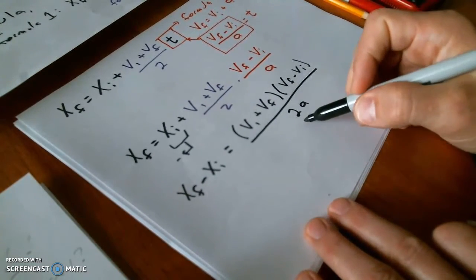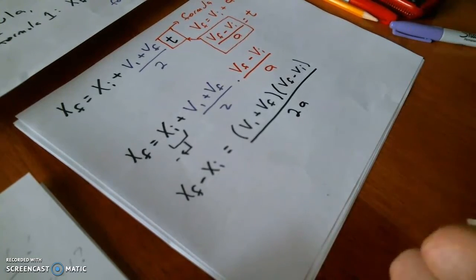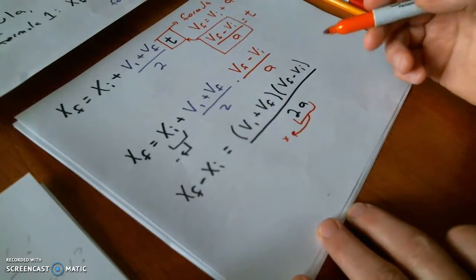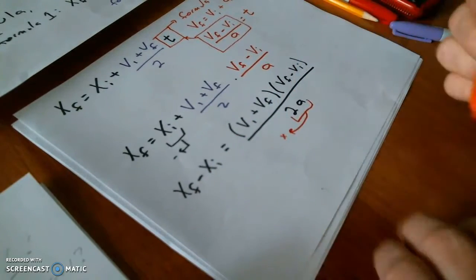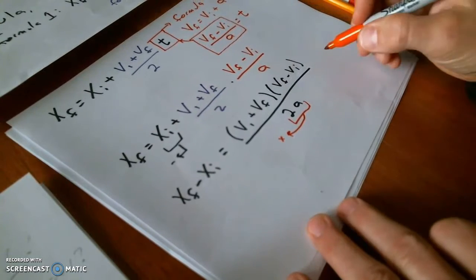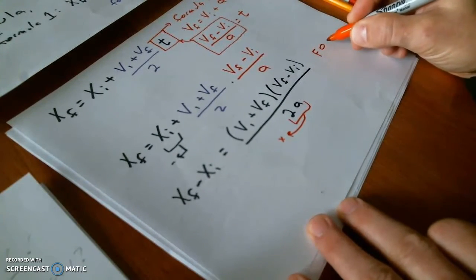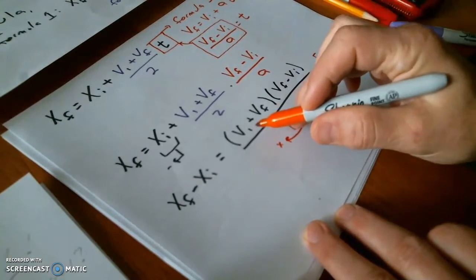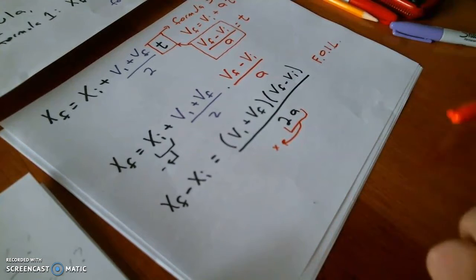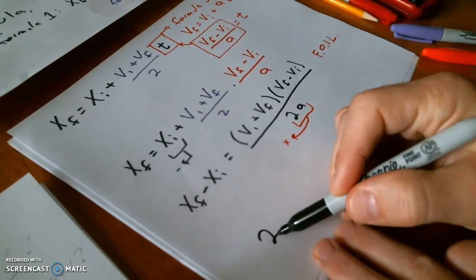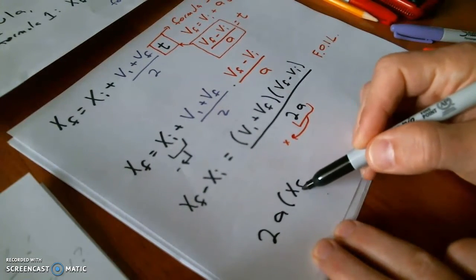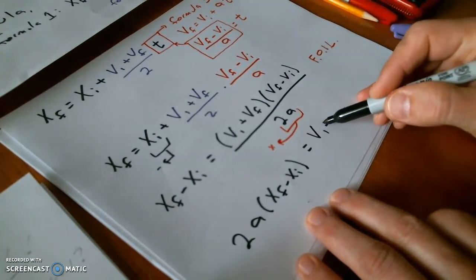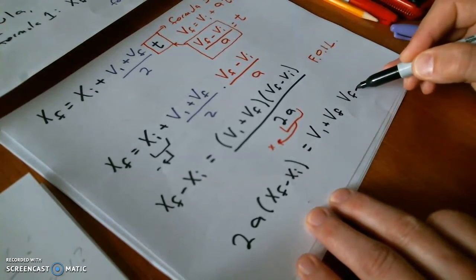So now what I can do is multiply the 2A over. Just take that and multiply it to the other side. And so I will have 2A times XF minus XI. Then I will FOIL everything in that numerator. Okay, so I will start out by saying 2A XF minus XI. That equals VI plus VF, VF minus VI.